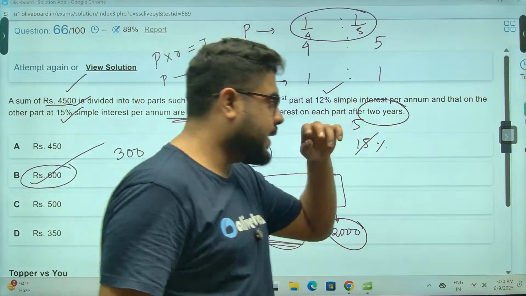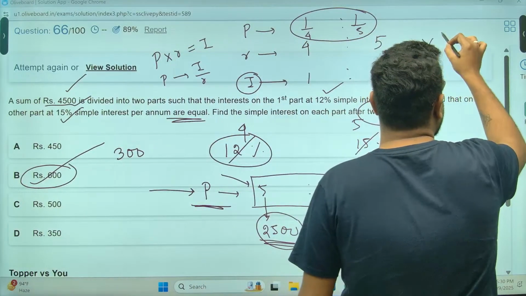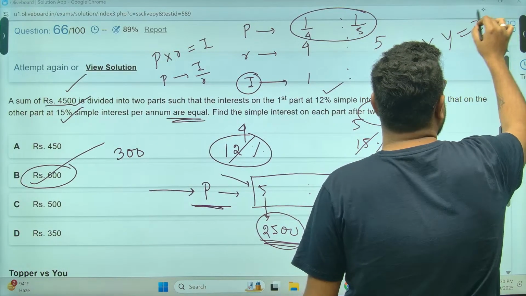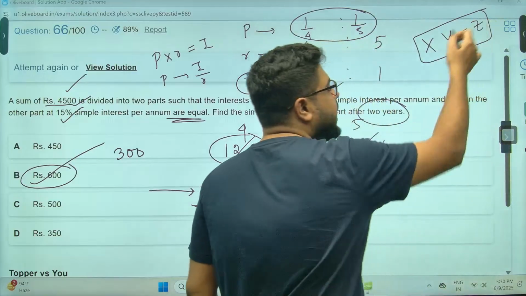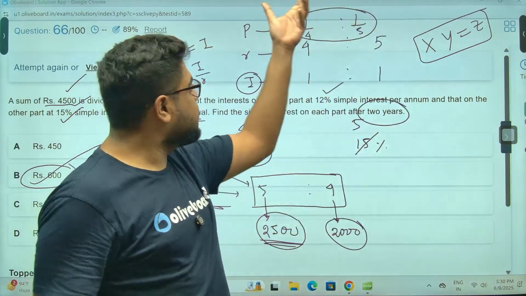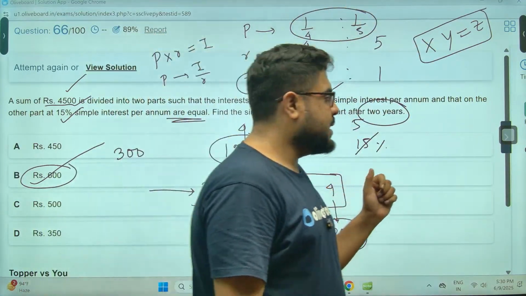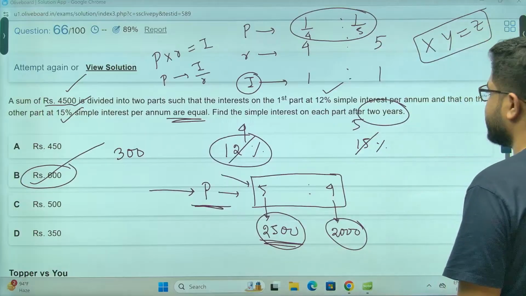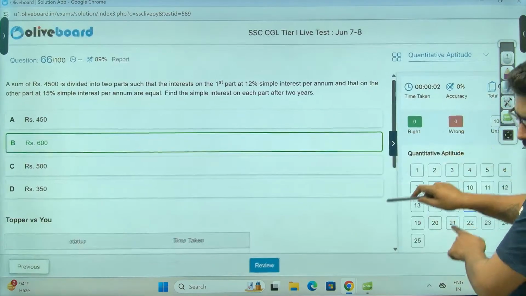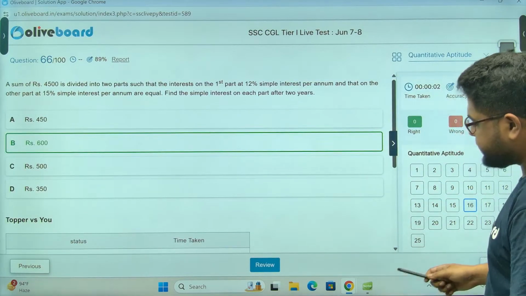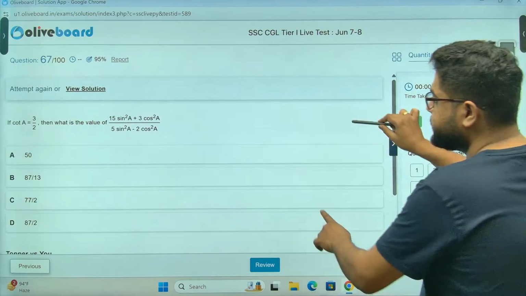If you want to think like this, because in our percentage chapter I've told you, if there are 3 variables, x into y equal to z, always think with this compound ratio technique. Very, very useful. Clear, everyone? Very simple, not difficult. Chalo.